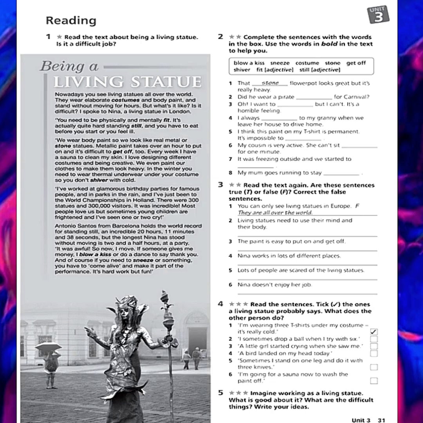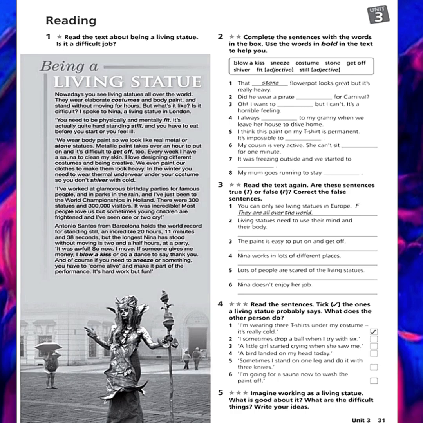Workbook page 31, Reading. Section 1. Read the text about being a living statue. Is it a difficult job? Section 2. Complete the sentences with the words in the box. Use the words in bold in the text to help you.